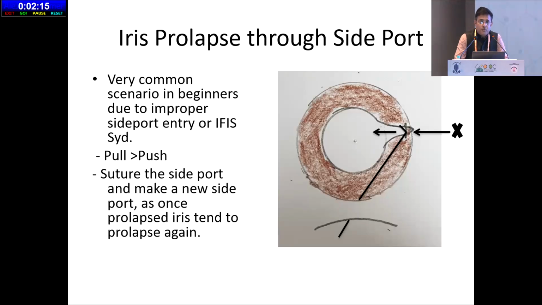Then iris prolapse through the side port. This happens when the side port is not made properly. The point is that you should not push the iris from outside. What you can do is take a Kuglen hook, or an iris repositor or a dialer, go inside through the main port and pull the iris inside. So that is the trick here.